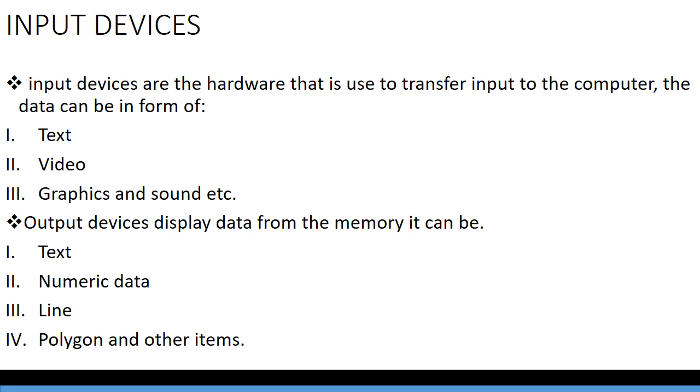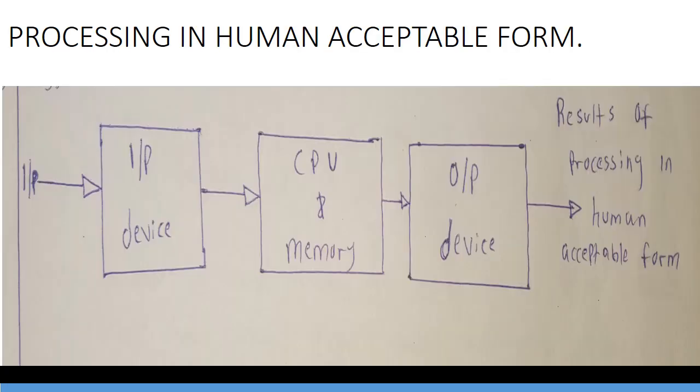Output devices display data from the memory. It can be text, numeric data, lines, polygons, and other items. Text can be in the form of a message. Numeric data are vital data that provide numeric numbers, which are handled by the arithmetic and logic unit in computing. Then we have lines and polygons and other items. Polygons are also shapes that individuals use in creating designs. Processing in human acceptable form.